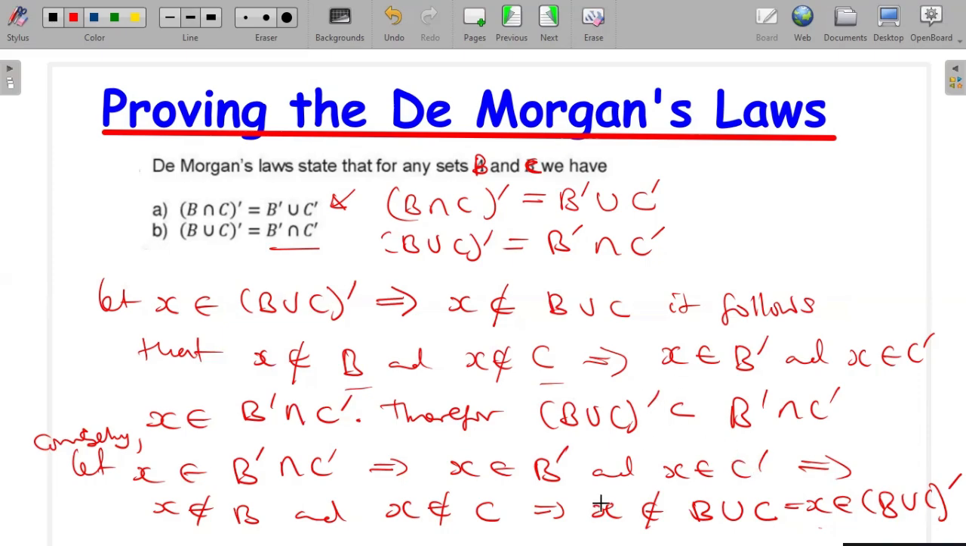So you prove even for the next one. Since it's not in B and it's not in C, then obviously it's not going to be in the union. If it's not in the union of B and C, it has to be a member of the complement of the union of B and C. I don't know if there's any question here, but this is how you do De Morgan's laws, and this is how you prove it.